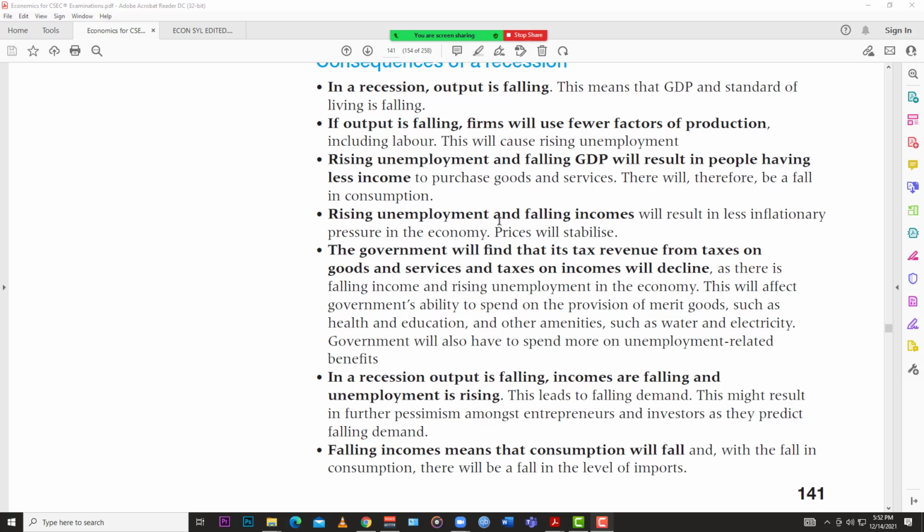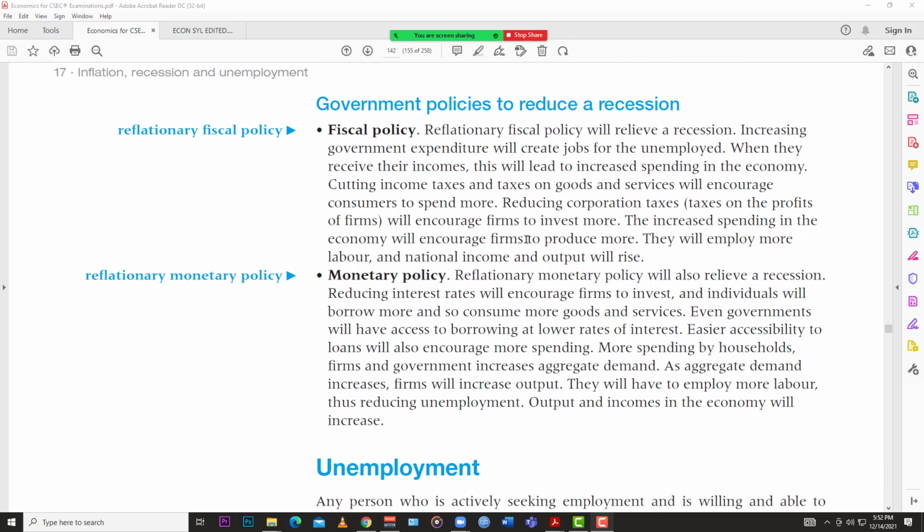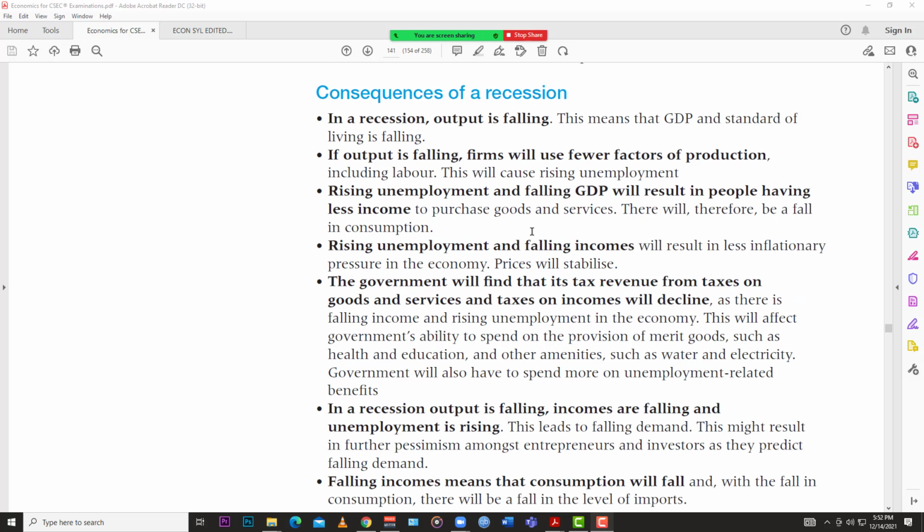Falling incomes means that consumption will fall, and with the fall in consumption, there will be a fall in the level of imports. So I'm pretty sure if we had asked freight forwarders how business was during the COVID time, it would have been slow, right? Slower than usual. You see what's going on right now, especially with all of the backlog with the supply chain issues, right? So all those are some consequences of a recession.